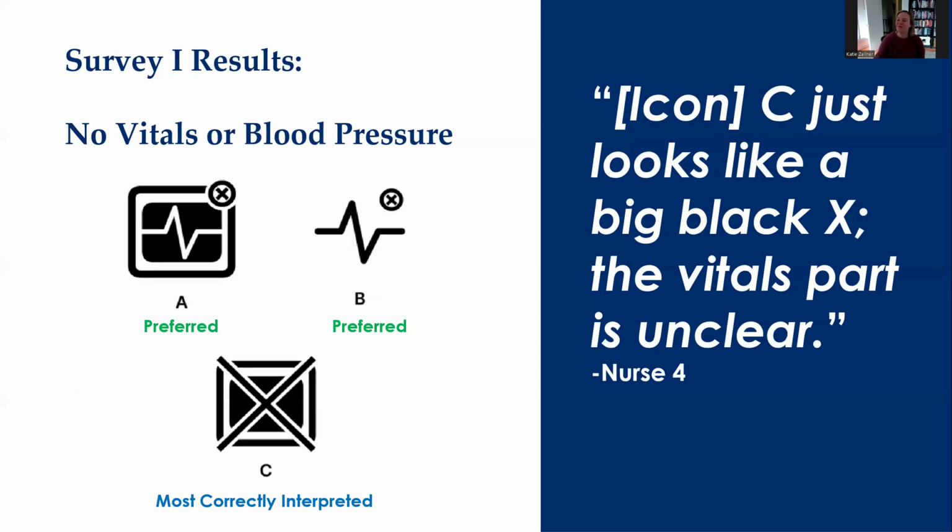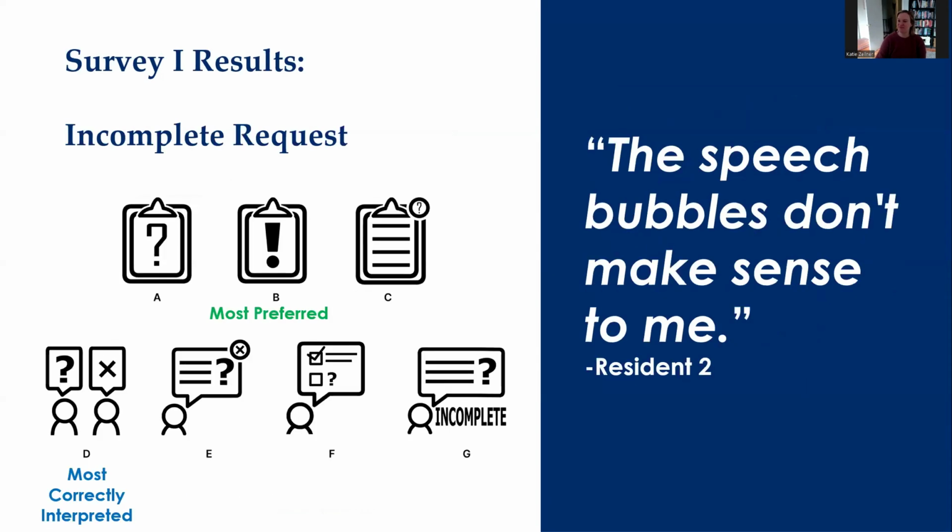Participants struggled more with the no vitals or blood pressure icons, with less than 20% of participants correctly interpreting each of them. C was the most correctly interpreted, but also the least preferred. Participants commented that the icon looked just like a black box and the large X confused them. A and B were split evenly for preference.